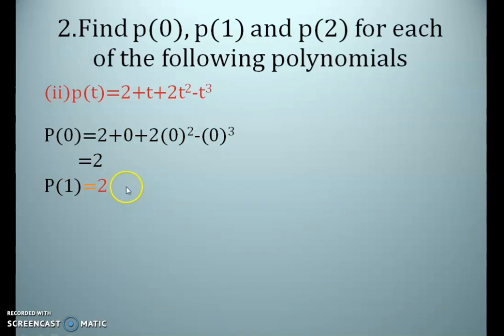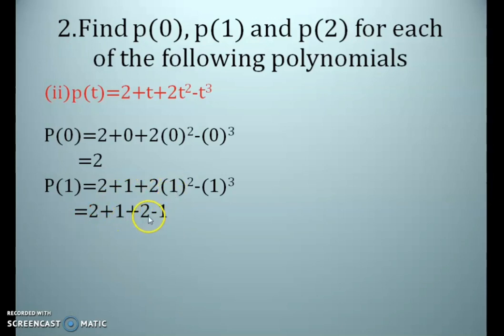Next we are going to find p of 1. It is 2 plus, in the place of t we have 1, and 2 into t squared, 1 squared, minus t cube is 1 cube. So we'll get 2 plus 1, 2 into 1 squared is 2, and minus 1 cube is minus 1. So the answer is 4.